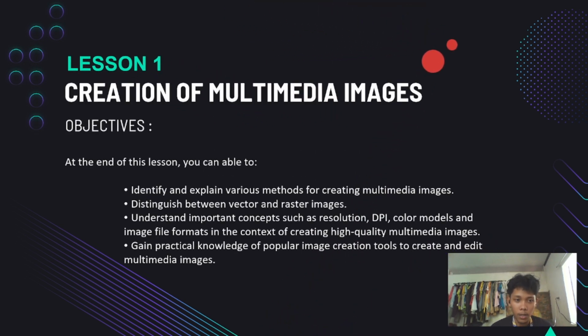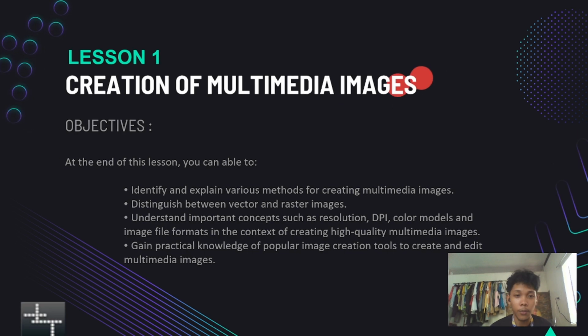Lesson one. Objective. At the end of this lesson, you will be able to identify and explain various methods for creating multimedia images. Second, distinguish between vector and raster images. Second, understand important concepts such as resolution, DPI, color models, and image file formats in the context of creating high-quality multimedia images. Gain practical knowledge of popular image creation tools to create and edit multimedia images. So all of that you will be able to learn in this lesson.